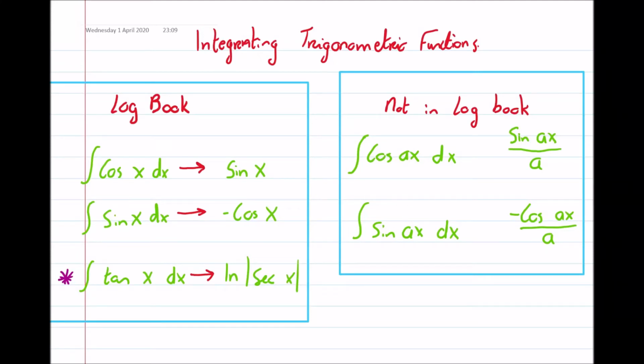Okay, so in this video we're going to integrate trigonometric functions. The first thing we're going to look at is what's in the logbook. What's in the logbook with regard to this is these three. If we're integrating cos x, it will become sine x. And if we're integrating sine x, it will become minus cos x. And this here, you don't need to worry about that, because you wouldn't get that in the exam.